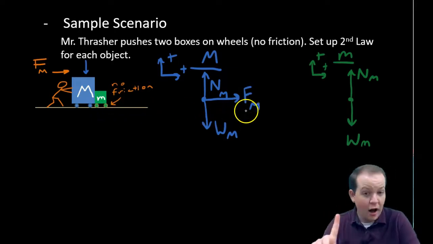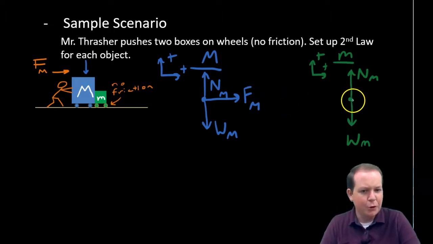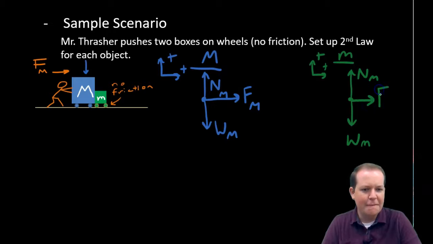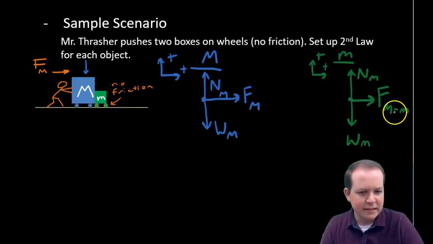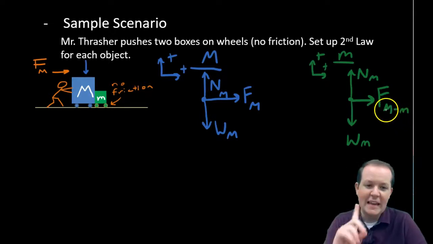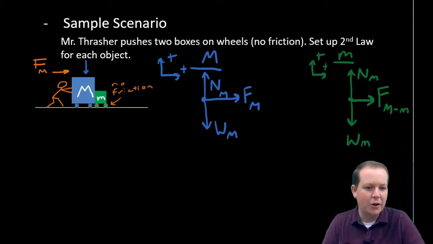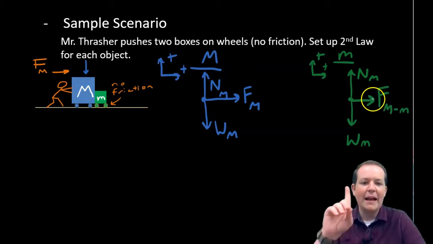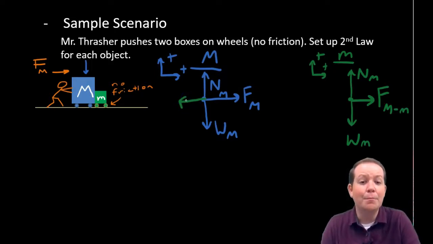Now, that is not necessarily the same as the force that I'm pushing on the box, but the blue box is pushing on the little box. So maybe I'll call that Fm to little m. Anything else? There's a tricky bit here. The blue box is pushing on the green box, right? That's what I have right here. By Newton's third law, the green box is pushing back on the blue box.